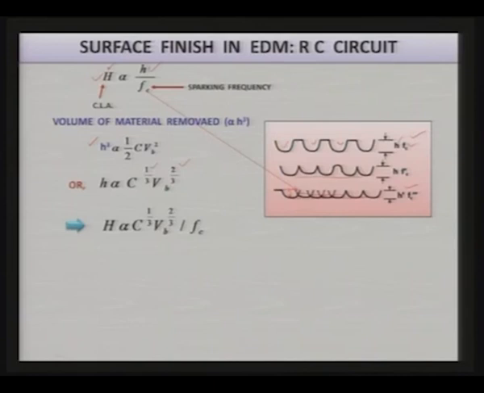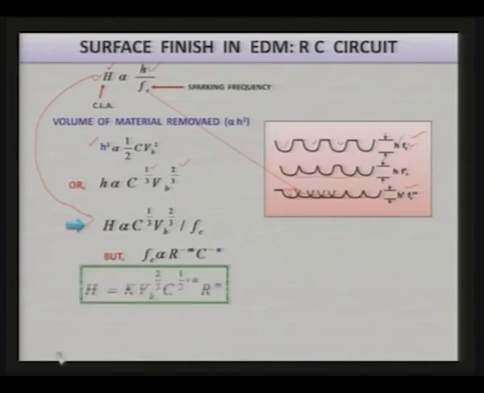From this particular equation, you can now write H is proportional to C raised to power 1 by 3 V_V raised to power 2 by 3 divided by F_c, that is the sparking frequency. But we know that F_c, the frequency of sparking, is proportional to r raised to power minus m and c raised to power minus n, where m and n are constants.